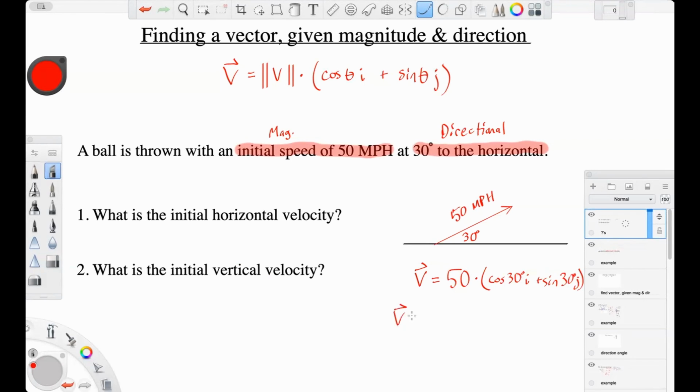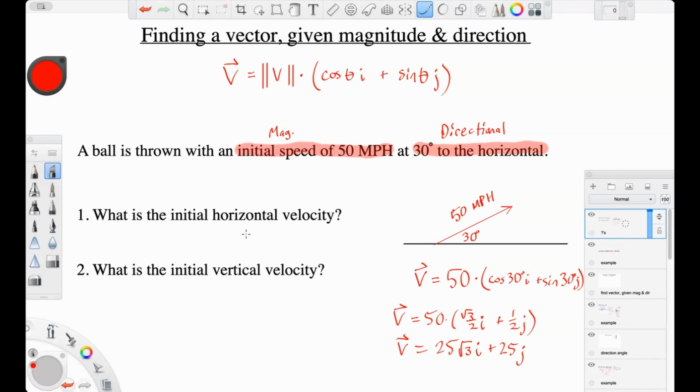So vector v is equal to 50 times the cosine of 30 degrees, which is √3/2. So that'll be for i. And the sine of 30 degrees is 1/2. So that'll be 1/2 for j. And then we multiply this 50 in, so we'll get 25√3 for i and 25 for j. So now we found the vector, right? The vector components are 25√3 i plus 25 j.